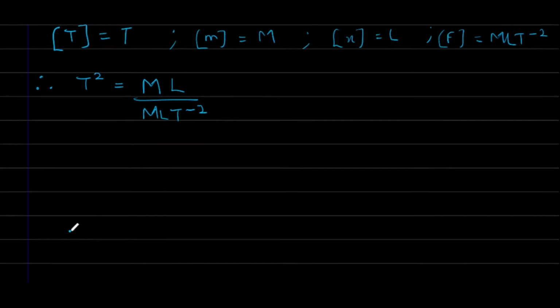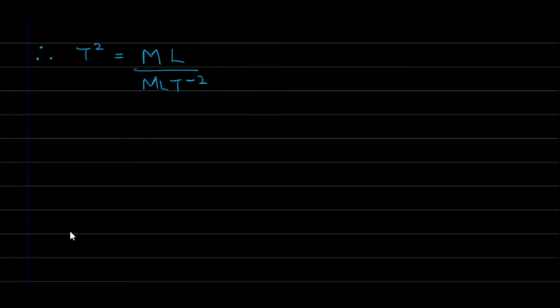Dimension of x is L over dimension of force is MLT raised power minus 2. In this way, we can simplify by using the knowledge of indices, where the mass cancels each other, then L cancel L. So in the long run, we are going to be left with T square equals to 1 over T to the power minus 2, and if we simplify this, we are going to be having T square equals to T square. Now, since we have the same dimension on both sides, the left-hand side and the right-hand side, yes, we can say that the equation is dimensionally correct. Therefore, the principle of dimensional homogeneity is obeyed in this equation.